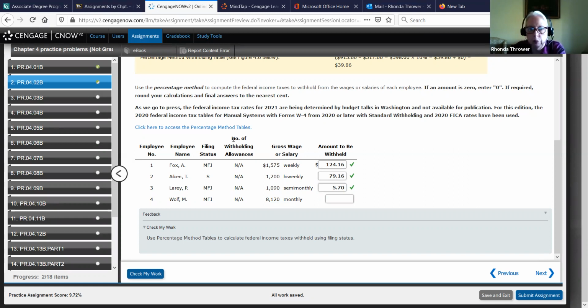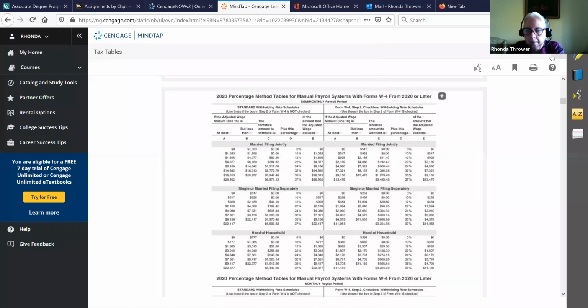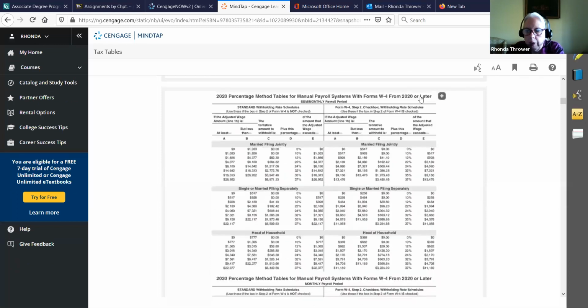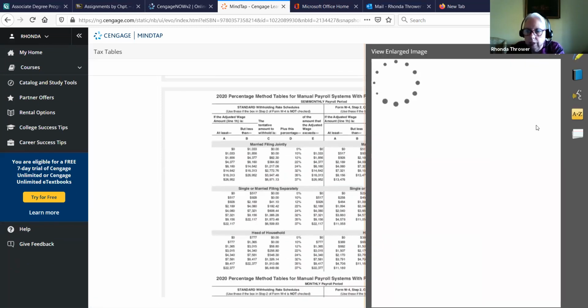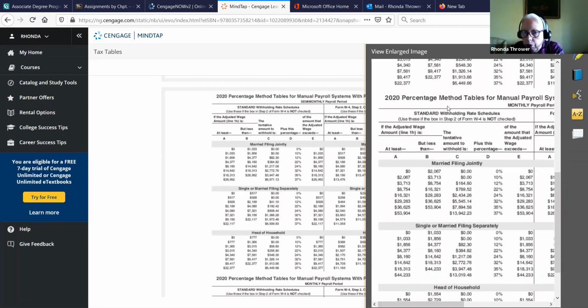We're going to go to our tables. I'm going to look for my monthly percentage table. This is my monthly table. I can't see it, so I want to enlarge it. So let me scroll back up to where I can see a plus sign. And then we're going to scroll back down till we can see the monthly percentage table here. This person was married filing jointly, so we want to go to this table.